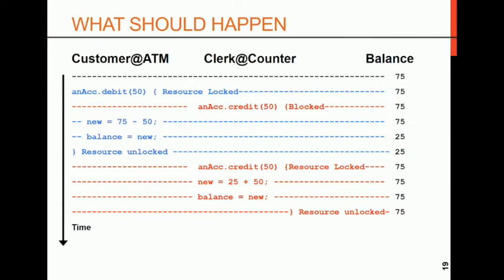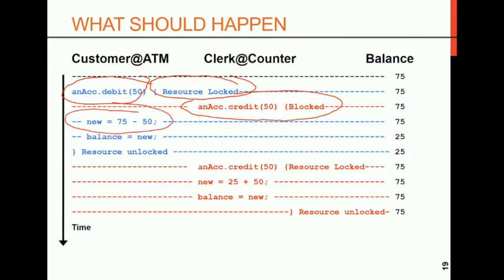The customer here wants to debit their bank account £50, and at the moment they decide to do that, what we do is called resource locking. Then the clerk here, when they try to credit the account £50, is not allowed to do that. The system should block them, basically. The customer carries on, so the new variable is 75 minus 50, the balance is set to new, here 25, and now that the transaction is completed, you unlock the resource, okay? And then the clerk can continue.